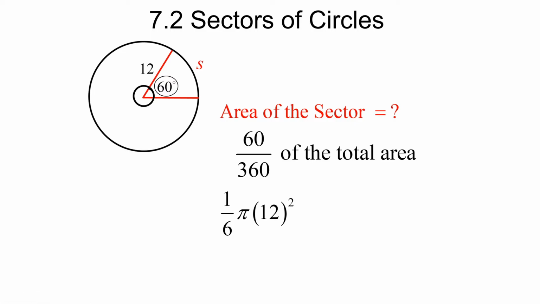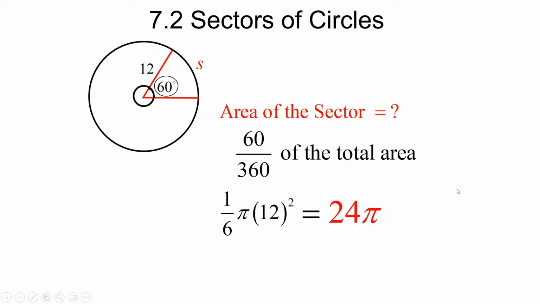6 would go into 60 10 times, so 120 20 times, and then 24 more. I think that's a 24. Let's check my arithmetic though. Hey, there you go. So 24 times pi. Good. See, I'm not that old.